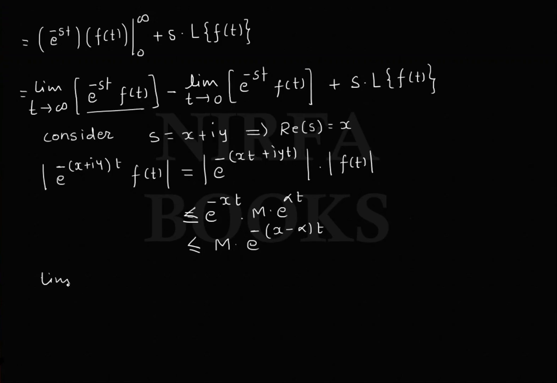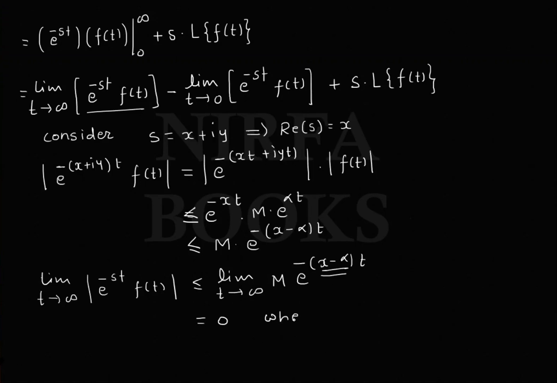So the limit as t tends to infinity of e to the power minus st times f of t is less than or equal to the limit as t tends to infinity of M e to the power minus (x minus alpha) t. And to get the answer of this limit as 0, the condition is that this bracket must be positive. So this limit is equal to 0 when this bracketed quantity, that means x minus alpha, is positive.